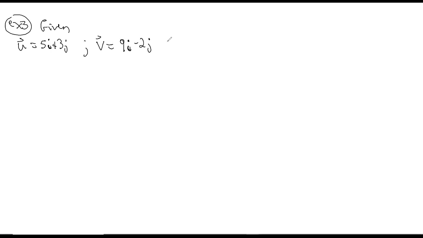With example 3. Given, let's have u be 5i plus 3j. Excuse me, and the vector v be 9i minus 2j. I always like to curl my i's and j's backwards, if you haven't been able to tell that yet, like that.